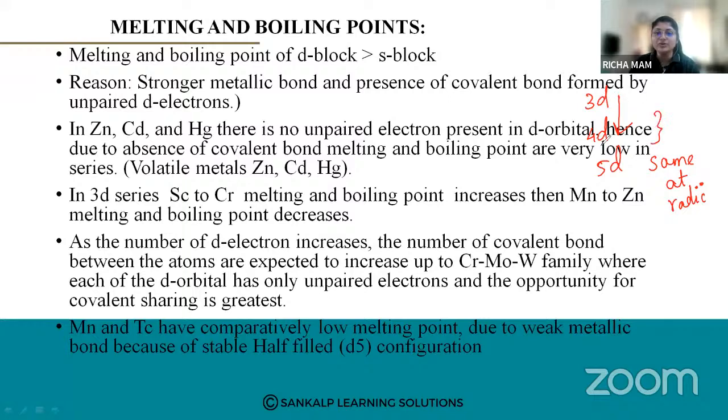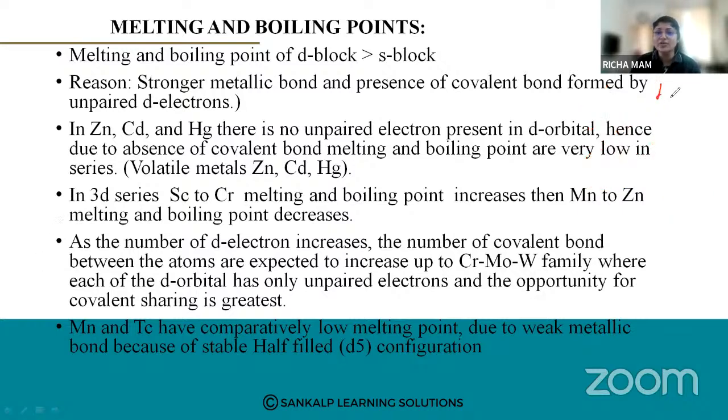So when you're moving from 3D to 4D, there is an increase in atomic radii. But when you move from 4D to 5D, you can experience that the 5D elements have the same atomic radii as compared to the 4D series elements. Why? What is the reason? It is due to the intervention of 4f orbitals.